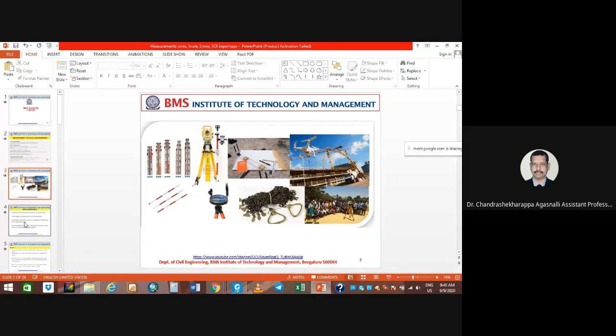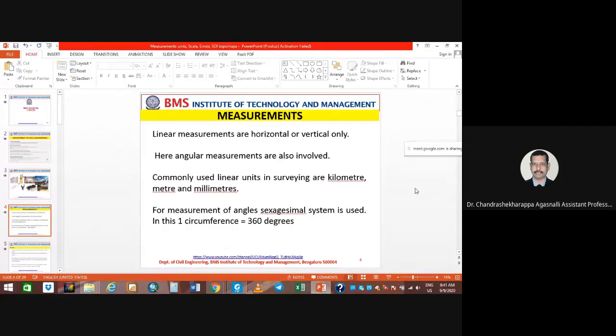Yeah. So the measurements and the units, how are you going to take these? There are linear measurements, horizontal or vertical, and there are also angular measurements involved here. There are two types of measurement: one is linear measurement, and another is angular measurement. Linear measurement is only for straight lines, where there is a flat line. Where there is angular measurement, you need to measure the angle. That is called angular measurement.